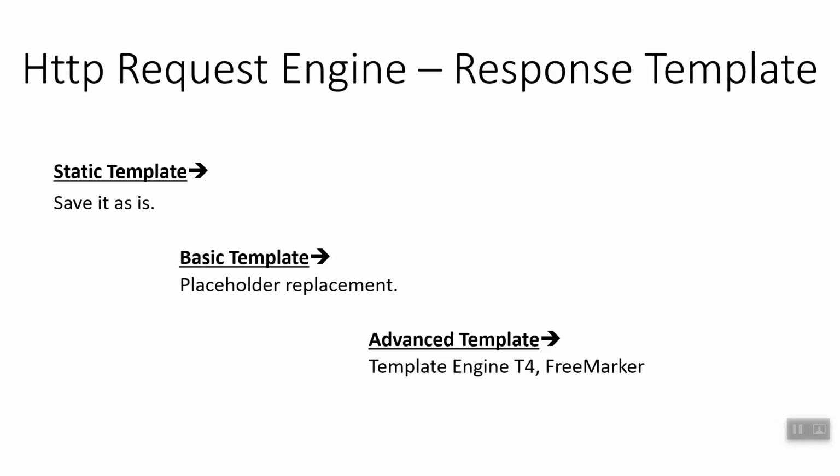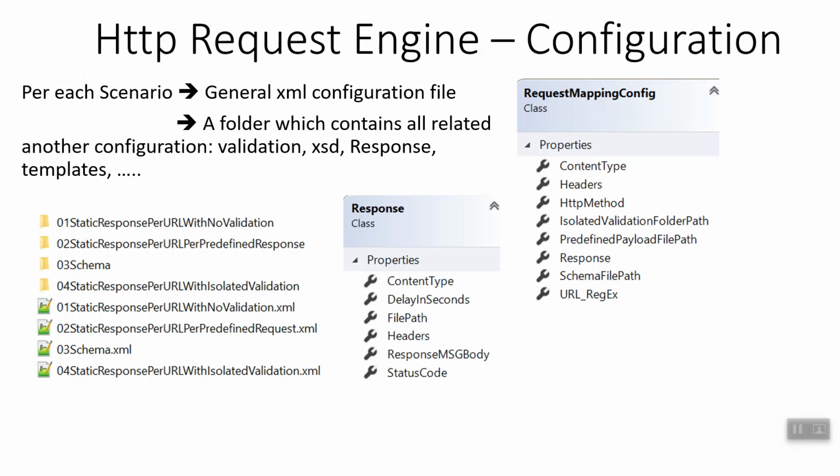We can use it to generate more dynamic or more complex templates. Here is the configuration we will see. We have an XML, which contains the request mapping config. For each request I have to define, for example, the content type, what the header is, what the HTTP method is, get or post or delete or whatever. And here is my configuration per each scenario or per each handler.